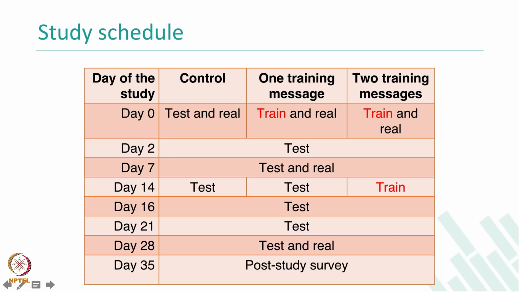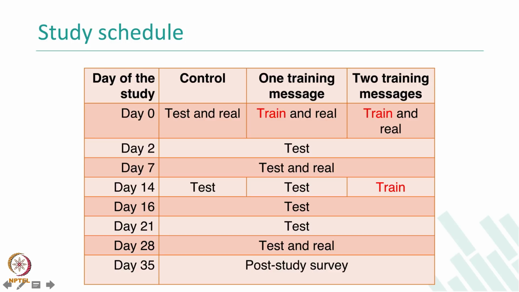Now let me walk you through the study schedule. This slide is slightly dense. Let me slowly tease apart the content in this slide, and hopefully you will be able to understand how complicated the study was. So let's go over the first column. The first column is the day of the study: 0, 2, 4, 7, 14, 16, 21 and 28. These are the days on which the emails were sent out. There are 3 conditions in the study, and looking at the row: control, 1 training message and 2 training messages.